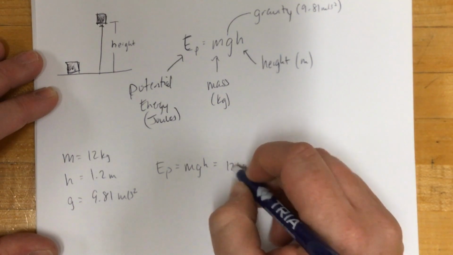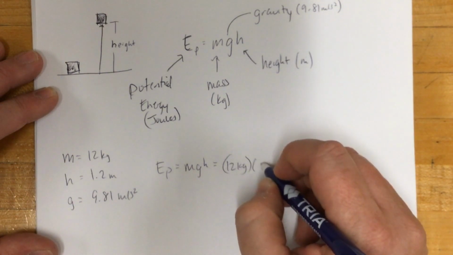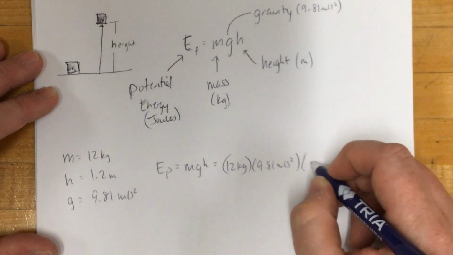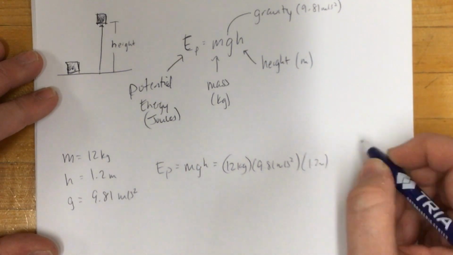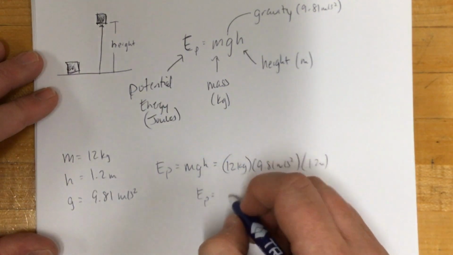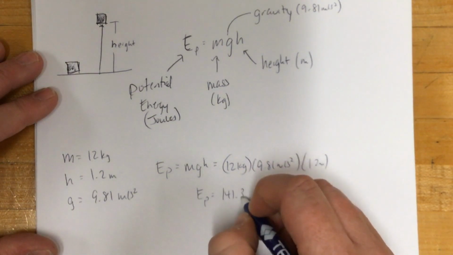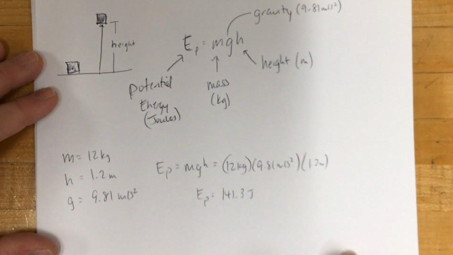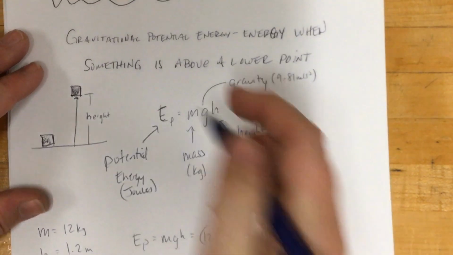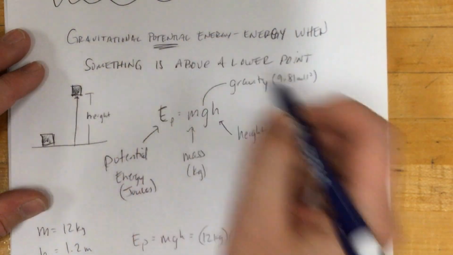And if we put in our numbers here, we have 12 kilograms times 9.81 meters per second squared times 1.2 meters. And when you calculate all of those, your potential energy is equal to 141.3 joules.